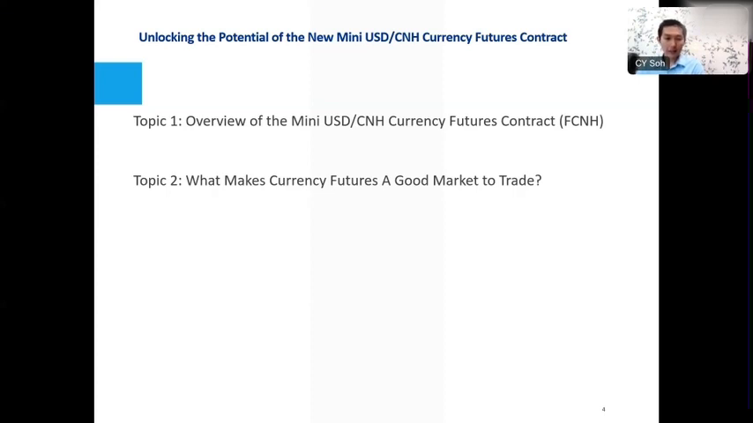And lastly, the fundamental analysis for FCNH. Because currency futures is a different form of asset class and futures product, the fundamental factors that drive the market price movement for currency would be different as well. How you analyze currency futures is different from how you would analyze, for example, FKLI or even FCPO. So you need to pay attention to this carefully. So let's get started.